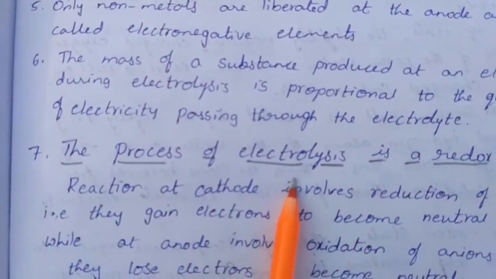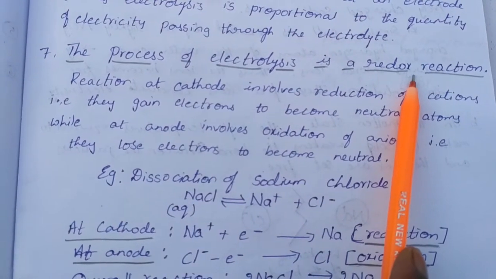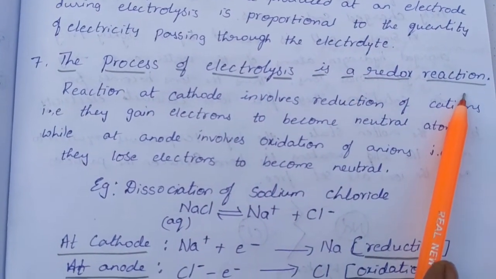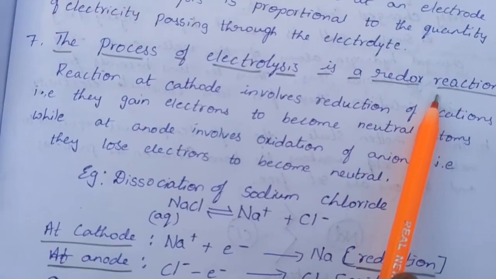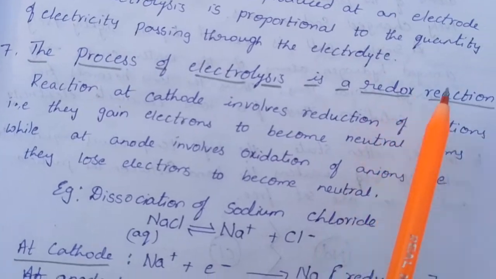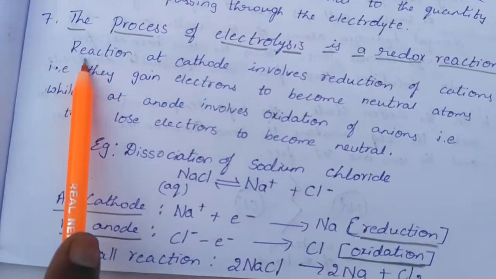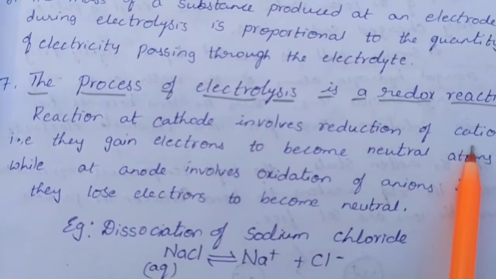The process of electrolysis is a redox reaction. What is meant by redox reaction? If in one reaction both oxidation and reduction take place, we call it a redox reaction. How is this a redox reaction? Let us see. The reaction at the cathode involves reduction of cations.